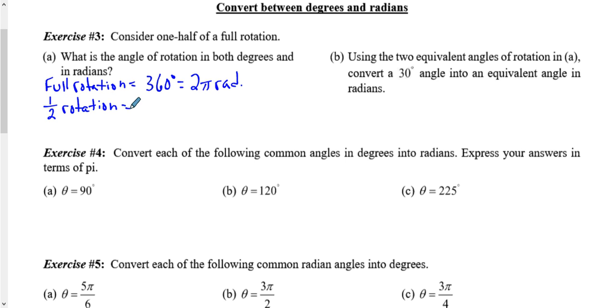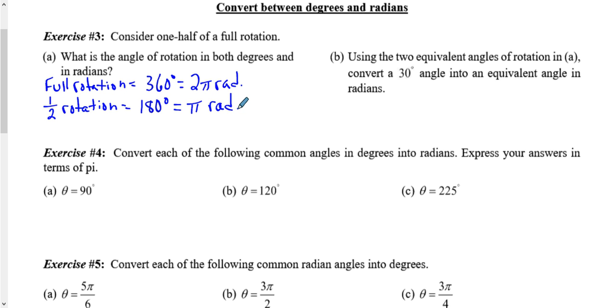180. Equals 180 degrees, but how many radians? What's half of 2 pi? 1. 1 what? 1 pi radians. 180 degrees is pi radians. And that makes sense. If 360 degrees is equivalent to 2 pi radians, then 180 degrees has got to just be pi radians, right? We divide it by 2.